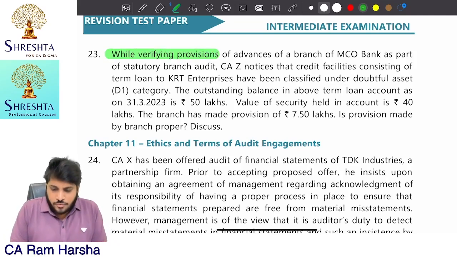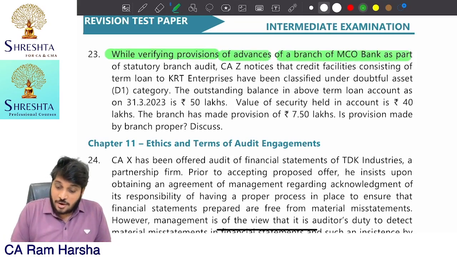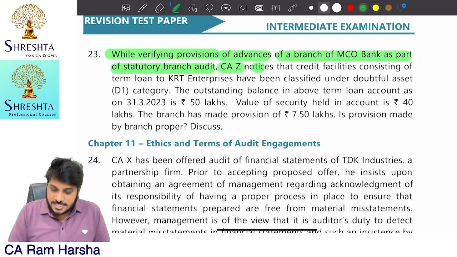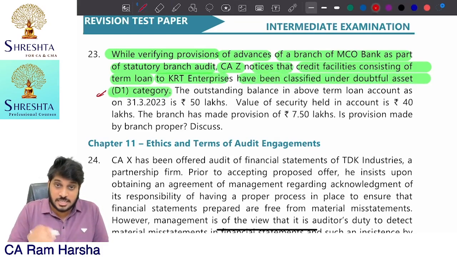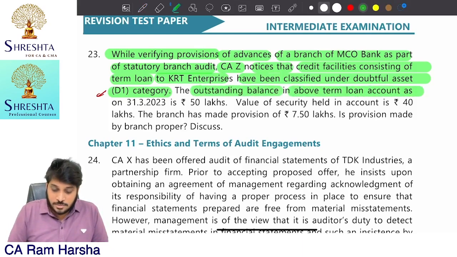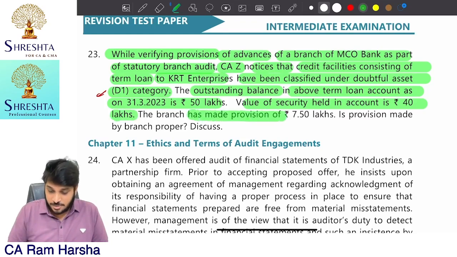While verifying provisions of advances of a branch of MCO bank as part of the statutory branch audit, CA Z notices that credit facilities consisting of a term loan to KRT Enterprises have been classified under the doubtful asset D1 category. D1 category means what? Doubtful asset less than 1 year. Getting it? The outstanding balance in the above term loan is 50 lakh. The value of the security held is 40 lakh. The branch has made a provision of 7.5 lakh.